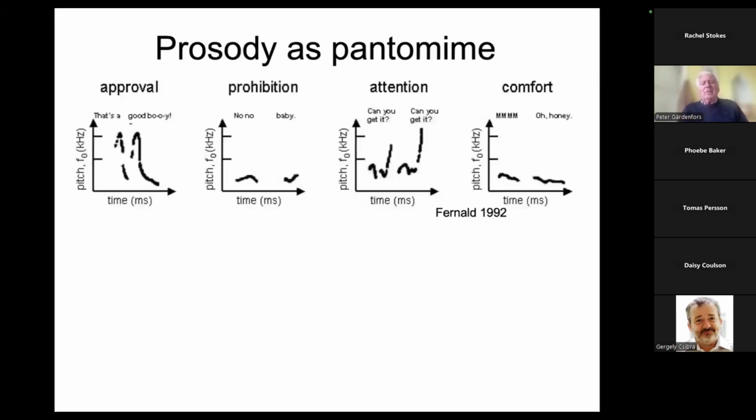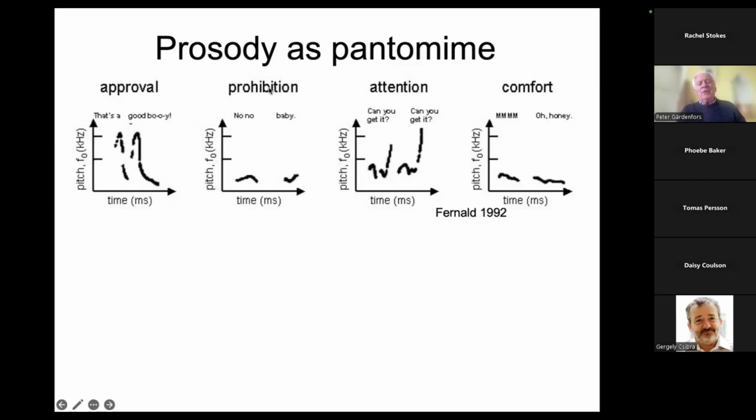And the idea builds on looking at prosody of an expression as pantomime. And I was inspired by the Canadian linguist Anne Fernald, who did a study of mother-infant interaction. And she wasn't interested in the words they were spoken. She was interested in the prosody. And she found that in various languages, I mean, her study has been extended to many languages, there are four basic patterns of prosody. One is approval. Good boy. It's going down. It's falling in tone.